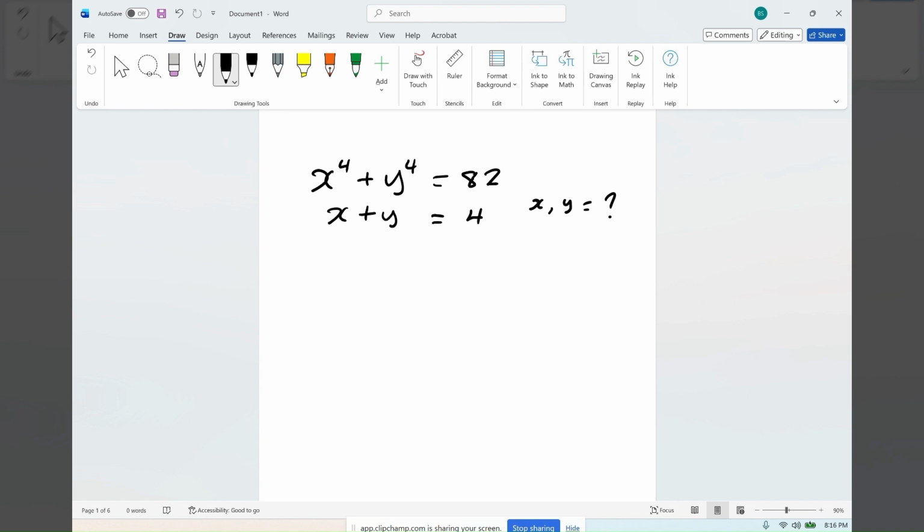Here we are given this problem: x to the fourth plus y to the fourth is equal to 82, and we also have x plus y is equal to 4, and we are asked to solve for x and y. Solution.